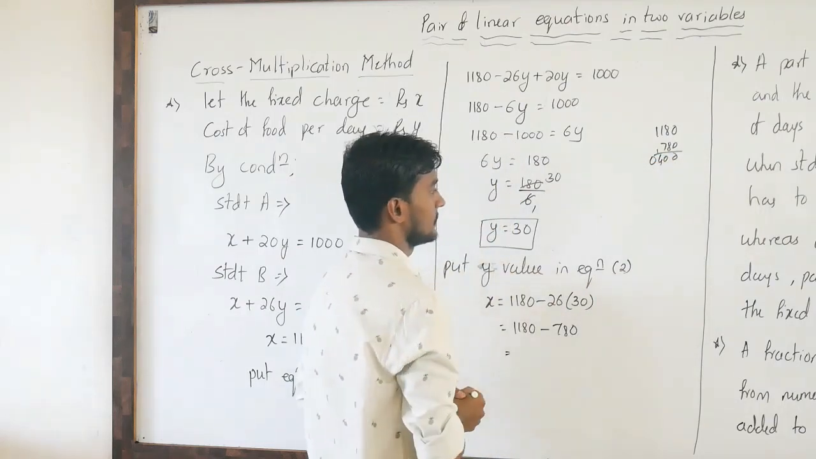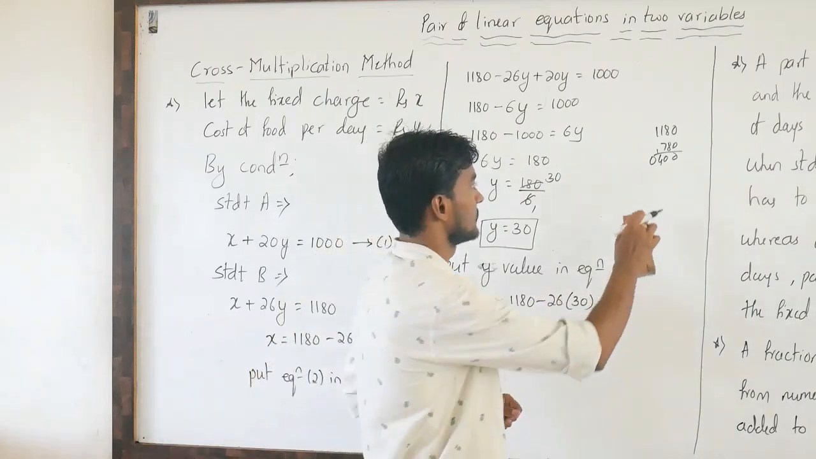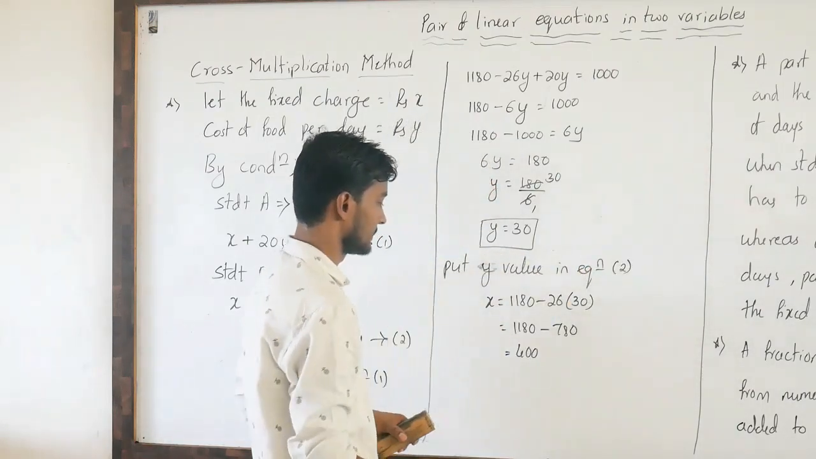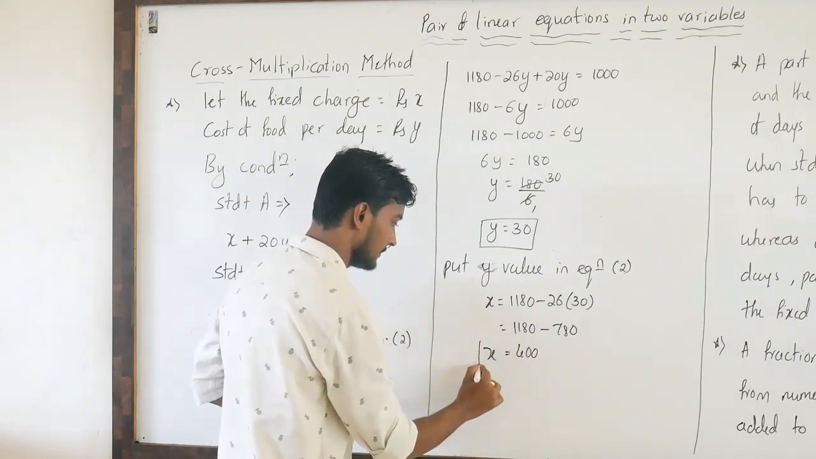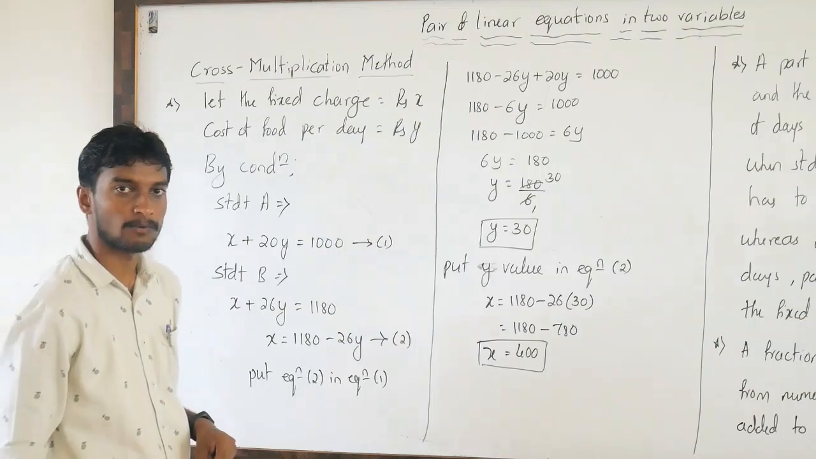So it is 400 rupees. It is equal to 400 rupees. So the x value you have got is 400 rupees. So the x value is 400, the y value is 30.